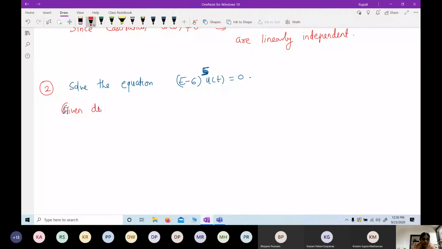The given difference equation is of order 5. So what is its corresponding characteristic equation?